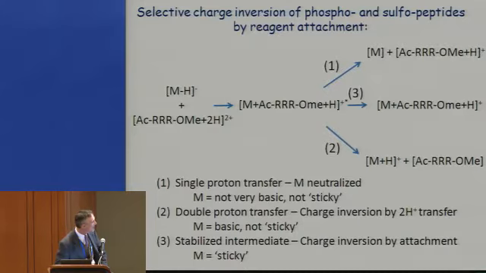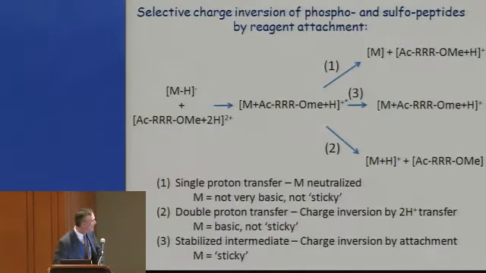This is in the mass spectrometer by an ion-ion reaction, and some fraction of them, depending on what the M is, may undergo a single proton transfer and be neutralized. Some might undergo a double proton transfer, and some, if the interaction is sticky enough, will survive, and we'll see this charge-inverted adduct. Okay, so these are the scenarios.